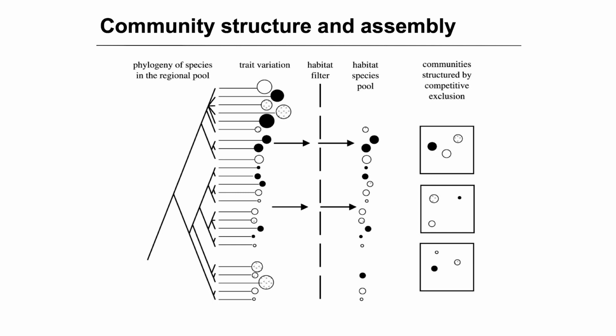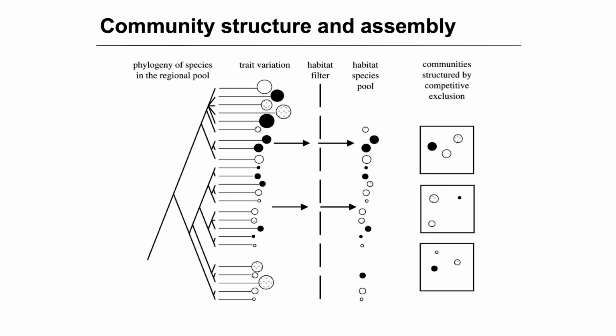So these represent traits, but all species can't occur in the same, let's say, temperature. Some species like the cold, some species like warm environments. So there's a habitat that imposes a filter. If your temperature range is 20 degrees Celsius to 30 degrees Celsius, obviously something that likes minus 10 is not going to, so that's filtered out. And something that likes really warm temperatures, that's also filtered out. So there's a habitat that imposes a filter, and then you get a habitat species pool where species are more similar in their traits.